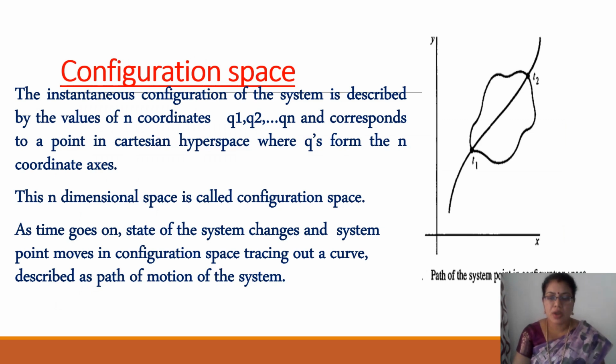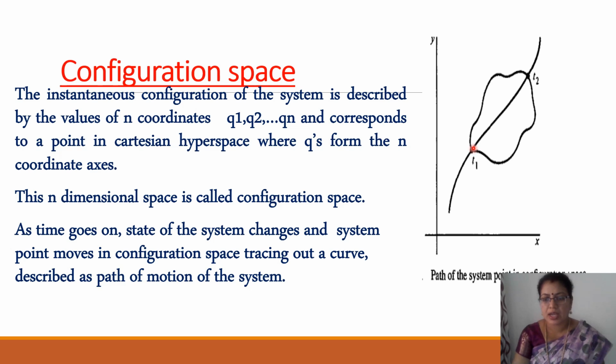So what is configuration space? Any system, if you want to define the configuration at a particular instant, the instantaneous configuration is described by the values of the coordinates q1, q2 up to qn for an n-dimensional system. It will correspond to a particular point in the hyperspace.